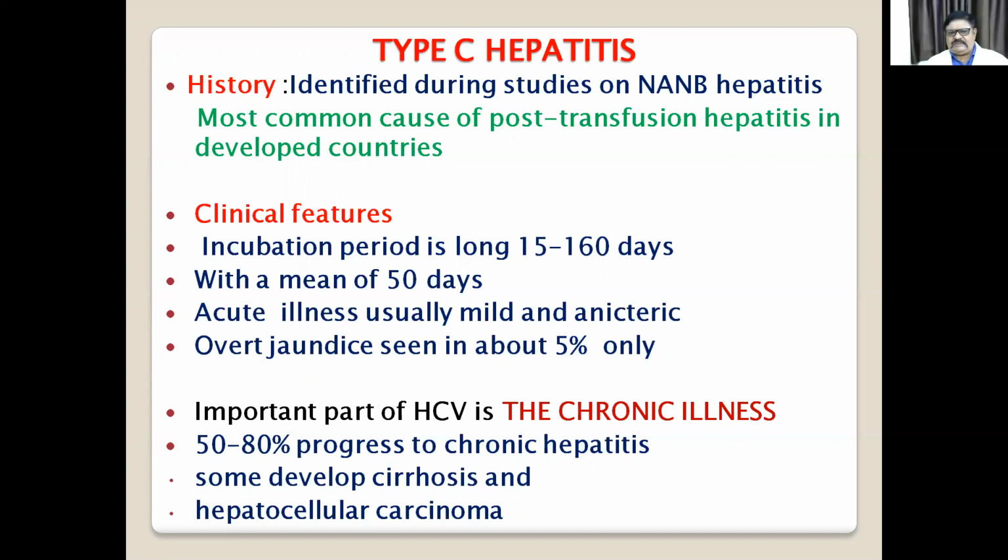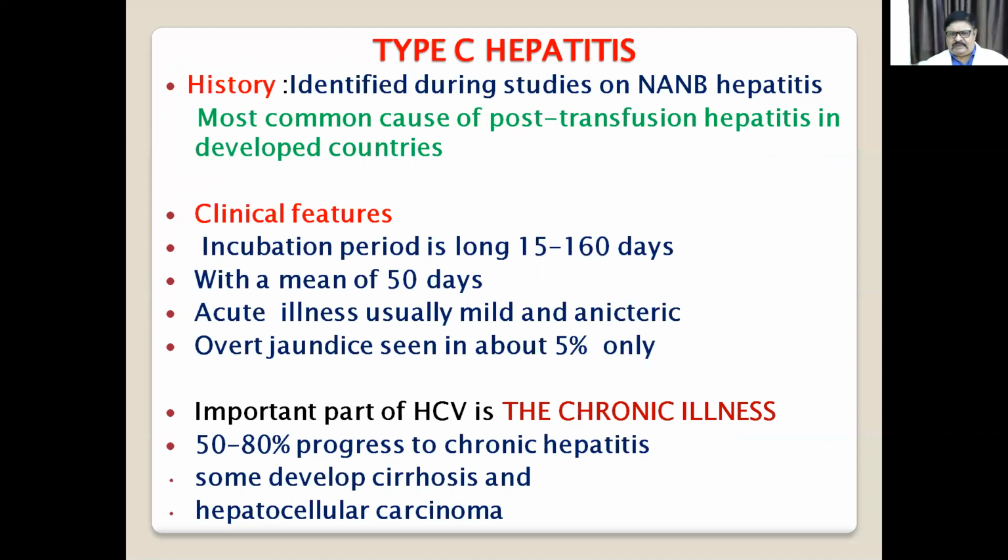Clinical features: incubation period is a long one, 15 to 160 days. That is 2 weeks to around 5 months or a bit more. So with a mean of 50 days, so 1.5 months. Acute illness is usually mild and asymptomatic. So that is what differentiates. Jaundice you find in hepatitis B or A, but in C, very mild, 20%, and it may be without jaundice. So overt jaundice is in only 5% of cases.